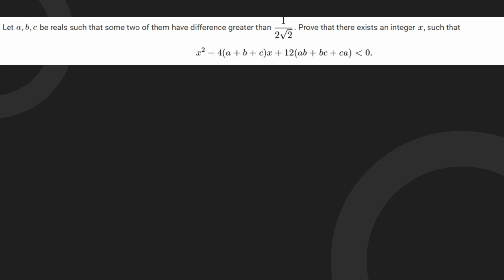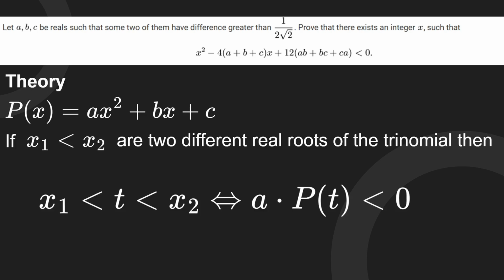Before we move on with the solution of this problem, let's first take a look at some theory. Suppose that p of x is a trinomial that has two different real roots x1 and x2. Then the following equivalence is true. If t is any real number that is in between those two roots, then a times p of t is negative, or, in other words, a and p of t have different signs. For example, a can be positive and p of t will be forced to be negative, or the other way around. How do we explain that?